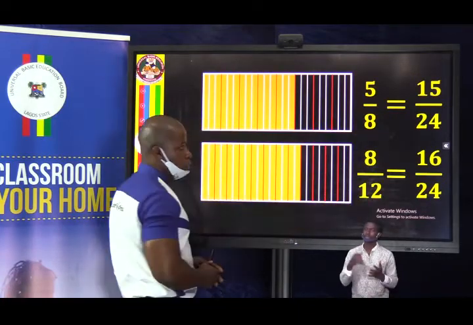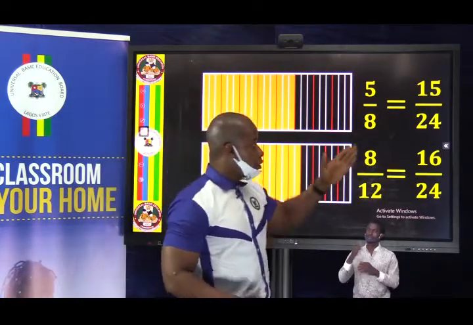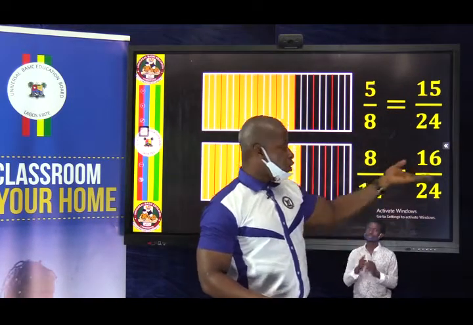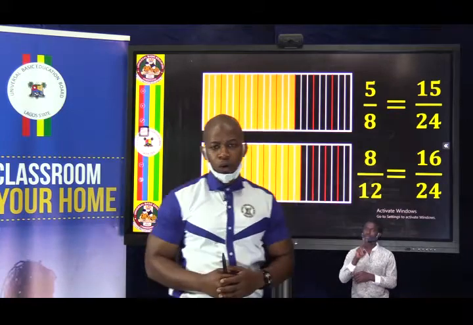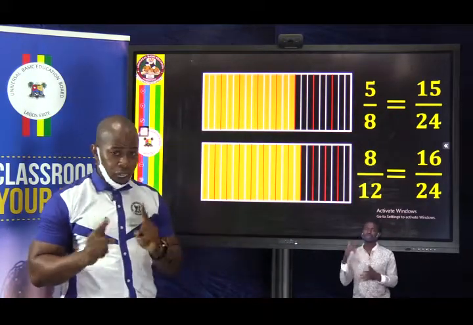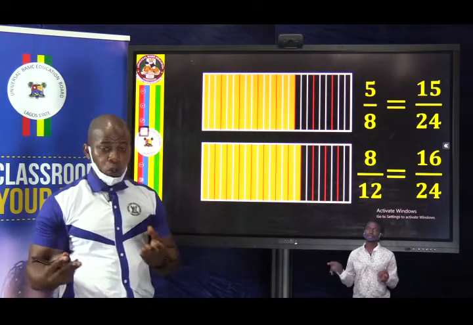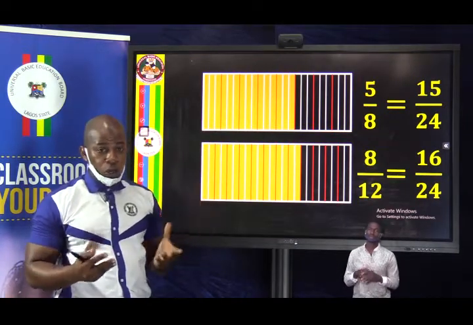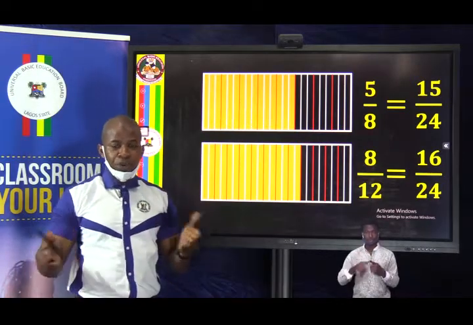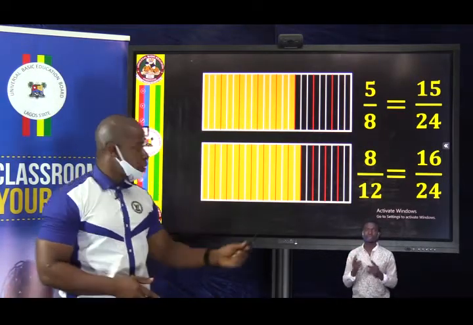12 by 2, I'll get 24. So now it's easy for me to compare 15 out of 24, 16 out of 24. Which one is bigger? Of course, 16 out of 24 is bigger. And this just gives us a way of comparing fractions. If they don't have the same denominator, use our previous knowledge on equivalent fractions to make sure they have the same denominator. It will be very easy for you to compare them then.